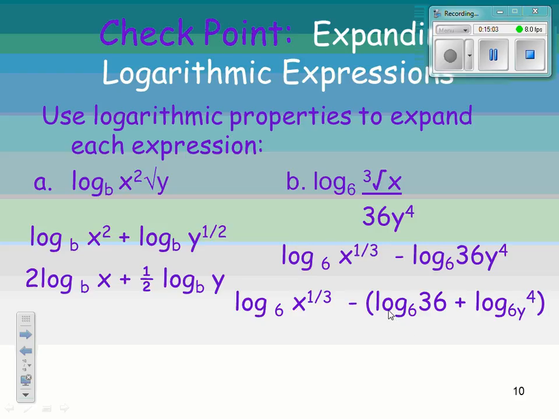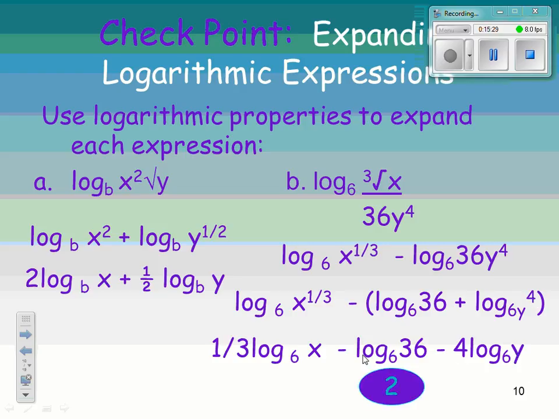Now look at this one. Log base 6 of 36. We can even simplify that even further. And then we've got our 1/3, our exponents were brought down. So I got 1/3 log base 6 of x minus log base 6 of 36 minus, look, my 4 came down, log base 6 of y. Log base 6 of 36 is actually equal to 2 because 6 squared is 36. And remember, you could type this in your calculator, log of 36 over log of 6, and you'd still get 2.